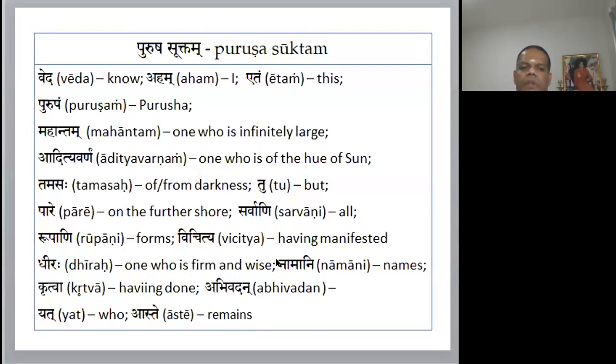Namani kritva. Namani is the plural of nama, names. So the Lord has, kritva, having done. Not only has He created and manifested all the forms, He has also done all the names, because this world is considered something which has name and form. All the names also He has created, all the forms also He has created. Kritva means after doing something, after vichitya, after manifesting, having manifested, having done.